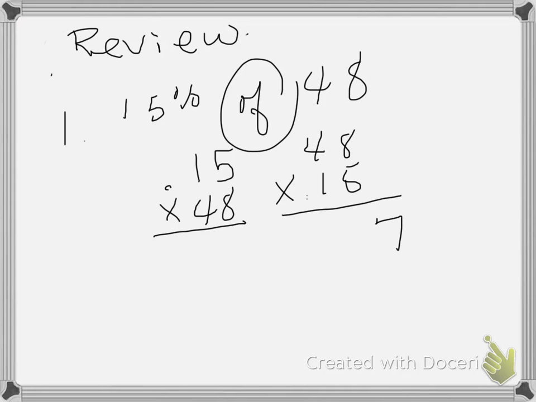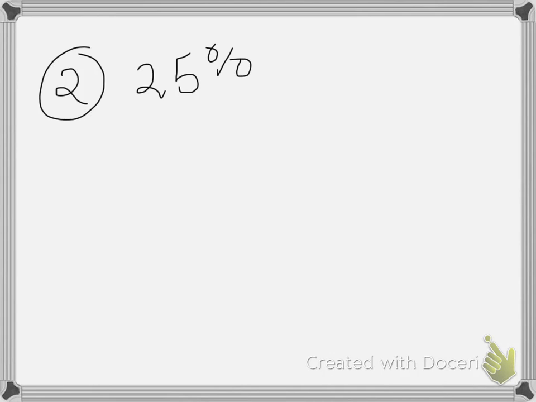You're correct. It is 7.2. Some of these I'll multiply for you. Some of them I won't. Looking at number 2. That says 25% of 80.